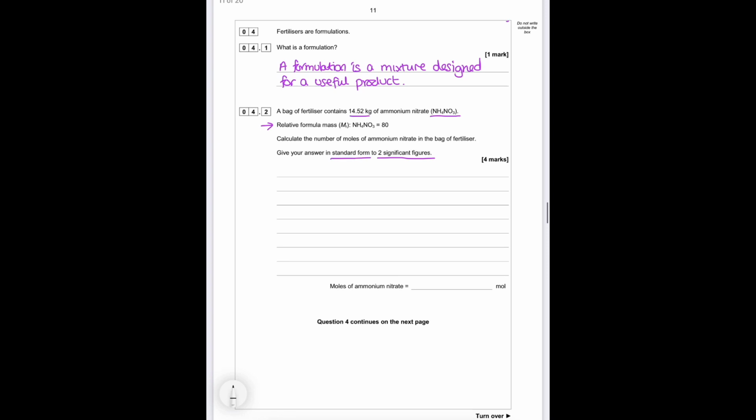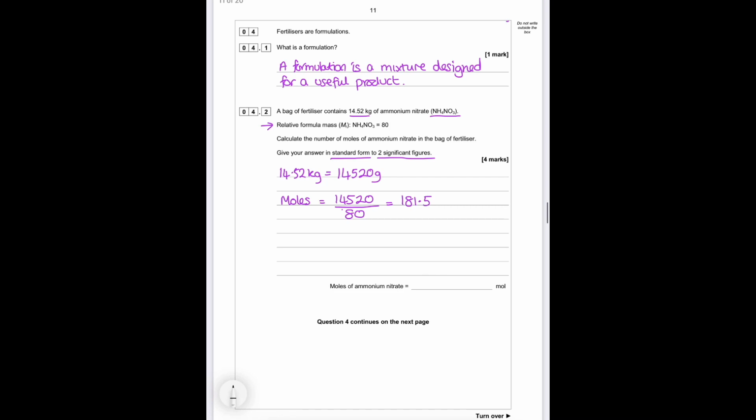So first of all, because we're given our mass in kilograms, we need to change it into grams. So 14.52 kilograms is 14,520 grams. So to work out the number of moles, we would do the mass in grams divided by the relative molecular mass, and that gives us the number of moles as 181.5.